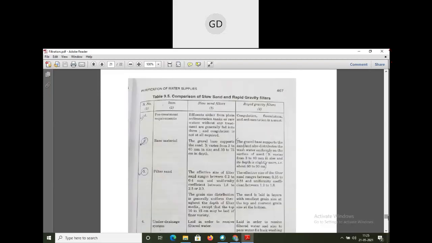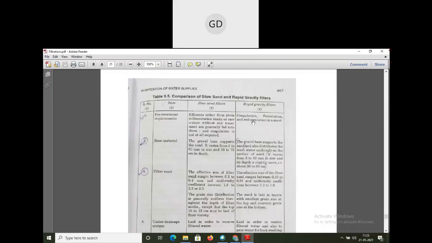Next, there is one table for comparison of slow sand filter and rapid gravity filters. After studying both slow sand and rapid gravity filters, you know some items are given on which they are being differentiated. Like here, pre-treatment requirements. What are the pre-treatment requirements for slow sand filters? Here it's written that effluents either from plain sedimentation tanks or raw waters without any treatment are generally fed into them, and coagulation is not at all required for slow sand filters.